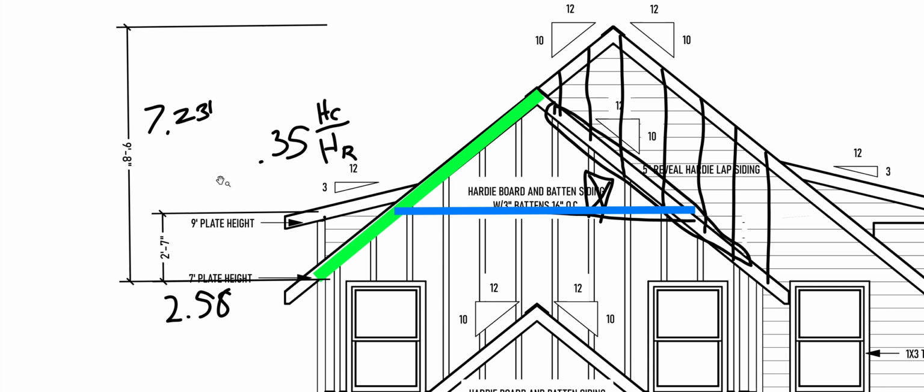Okay, so let's do my new ratio. I've got the 2'7", and I've got 9'8". Well, the 2'7" I already figured out was 2.58 feet. 9'8", the 8 is 2/3, so 9.66. So 2.58 feet divided by 9.66 feet is 0.267.